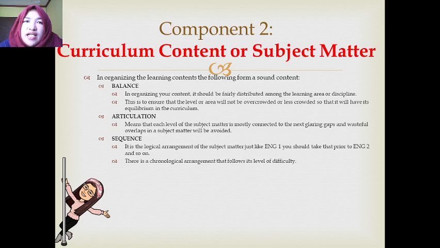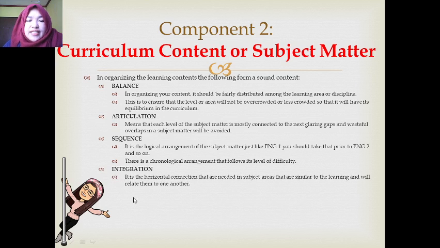Ang nangyayari kasi sa DepEd is spiral yung learning. No? Para siyang hagdan na before ka umabot doon sa another step, kailangan mo munang tapusin yung isang step na yun. Kasi habang lume-level up yung step mo, yung difficulty din is nagle-level up din.